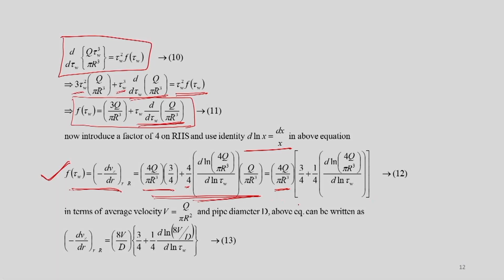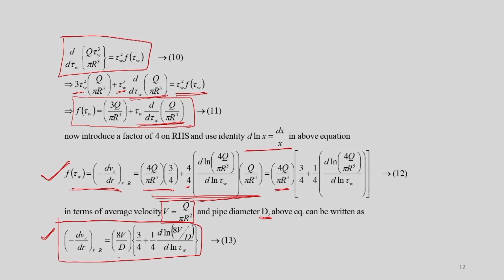But if the same equation you want to write in terms of the average velocity and the diameter of the pipe, average velocity is q by pi r square and the diameter of this capillary tube is D. So, apply this and simplify equation number 12. Then we get an expression for the wall shear rate, that is gamma dot w, minus dvz by dr at small r is equal to capital R, is equal to 8 V by D multiplied by 3 by 4 plus 1 by 4 d ln 8 V by D divided by d ln tau w.